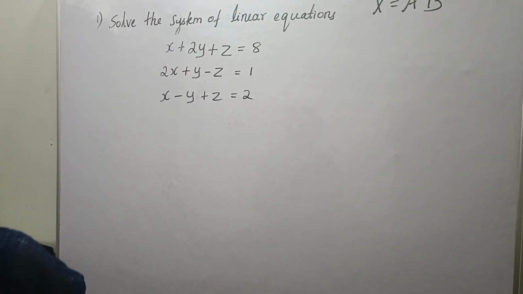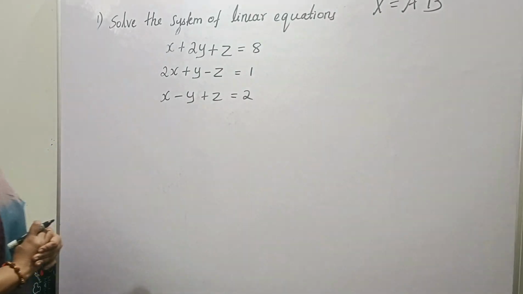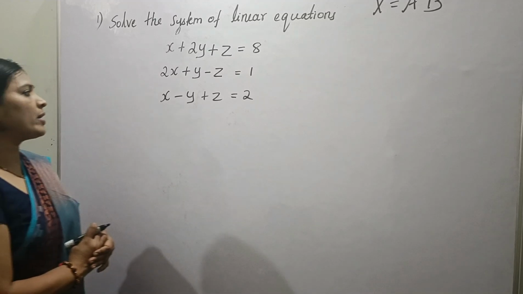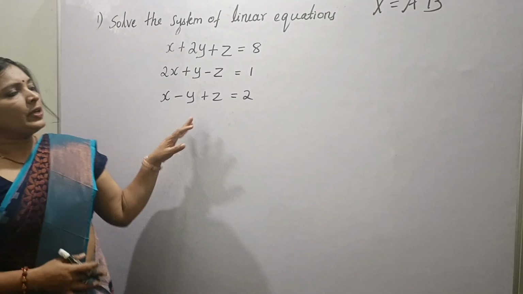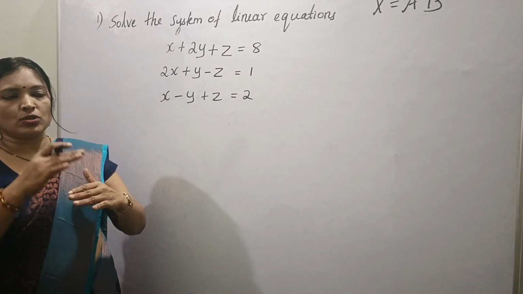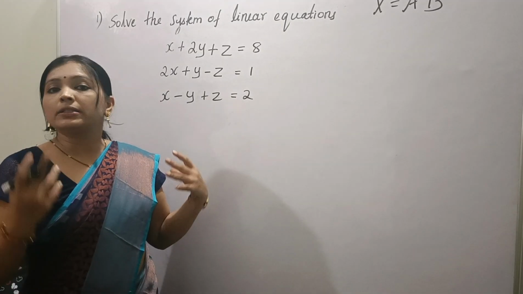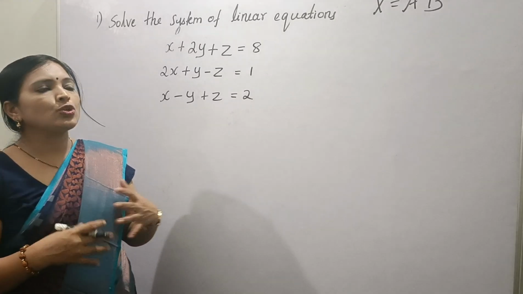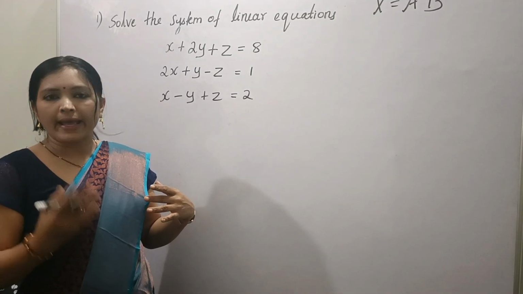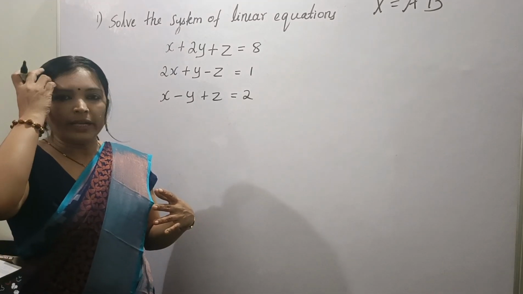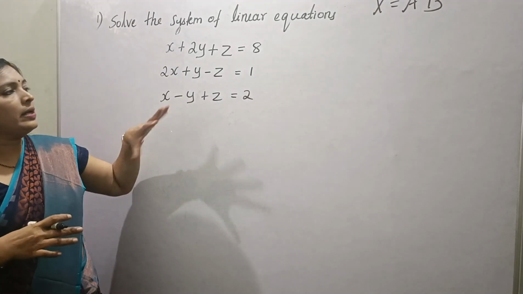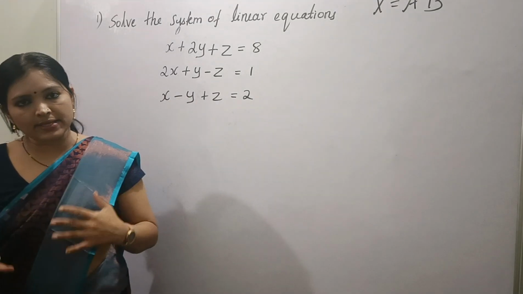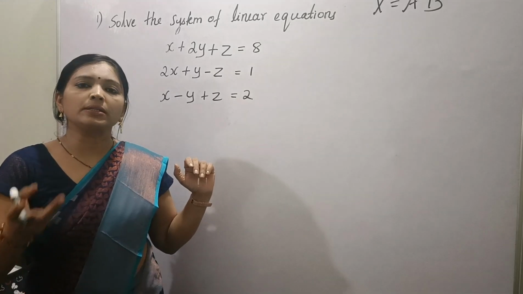Okay, now let's go through an example. Solve the system of linear equations: x plus 2y plus z is equal to 8, 2x plus y minus z is equal to 1, x minus y plus z is equal to 2. In 10th standard you have already learnt about solving a linear system of equations in three variables x, y, z, finding unknown values of x, y and z, right? That is using the cancelling method, elimination method, right? So here it is completely different.